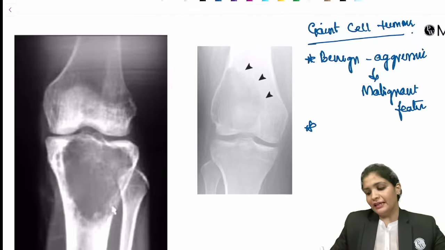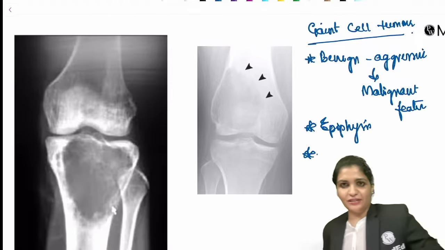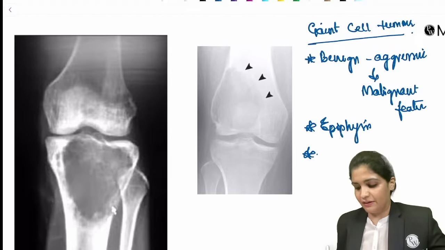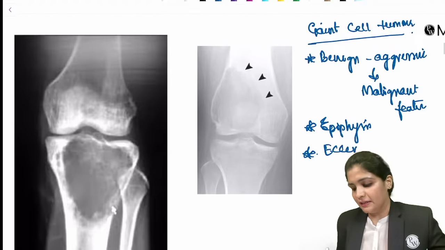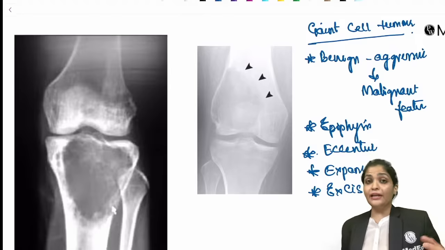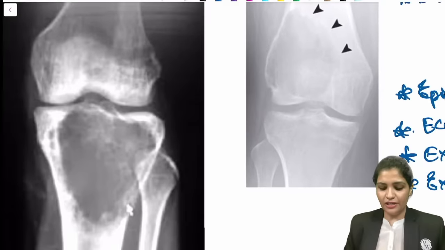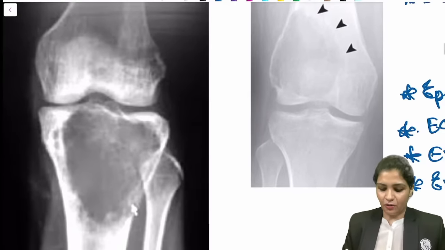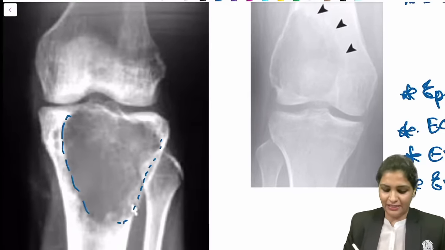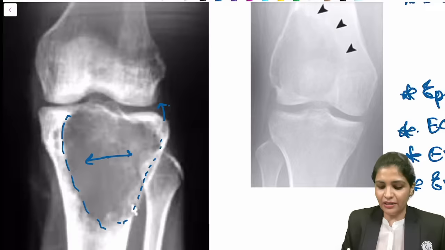It usually occurs in the epiphyseal region, right? There are various E's associated with giant cell tumor. It is epiphyseal in origin, eccentric, and expansile, right? And the treatment is excision. It occurs at the epiphysis, encroaches on the joint but never extends into the joint. Here the cortex gets eroded and thinned out, and it has a tendency to expand. So it is expansile, but it will never cross the joint, right?